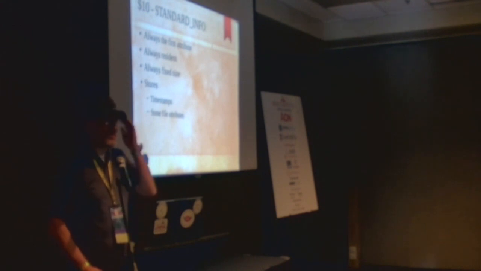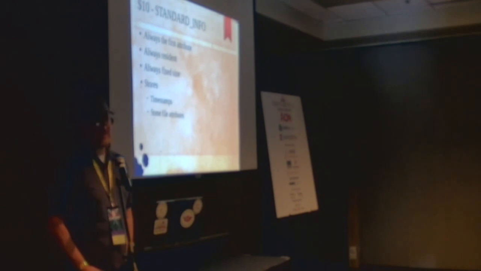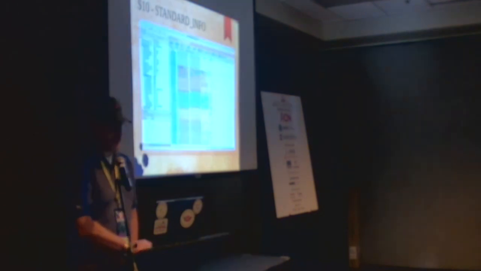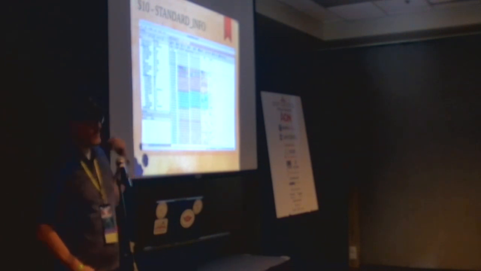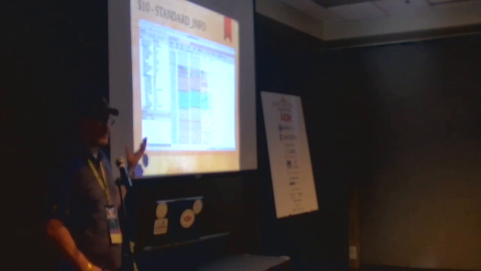And what does it store? It stores primarily some timestamps, there are four of them, and some file attributes as well. And here's what it kind of looks like. Again, this is using ActiveAt, which is freely available at disk-editor.org, for those of you that missed it earlier.